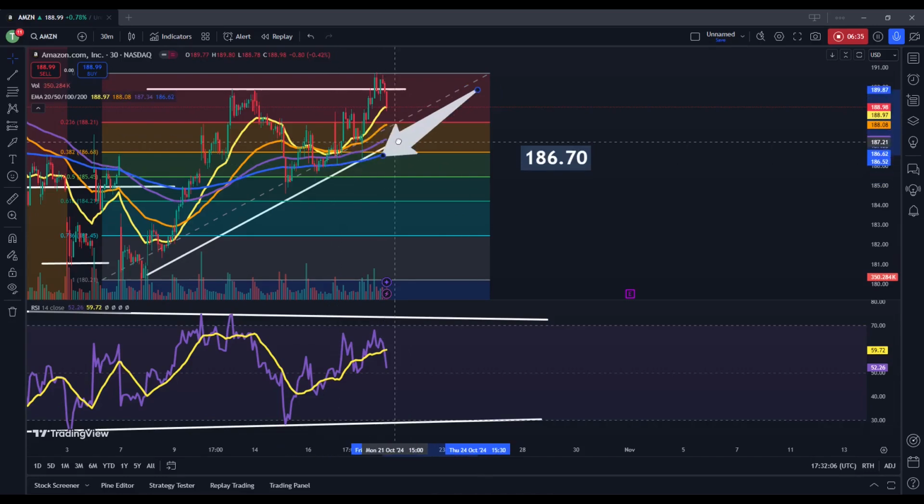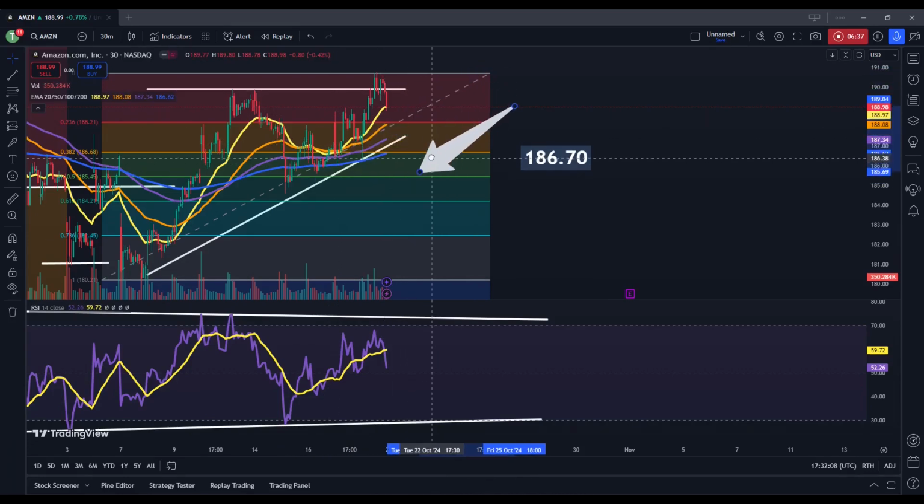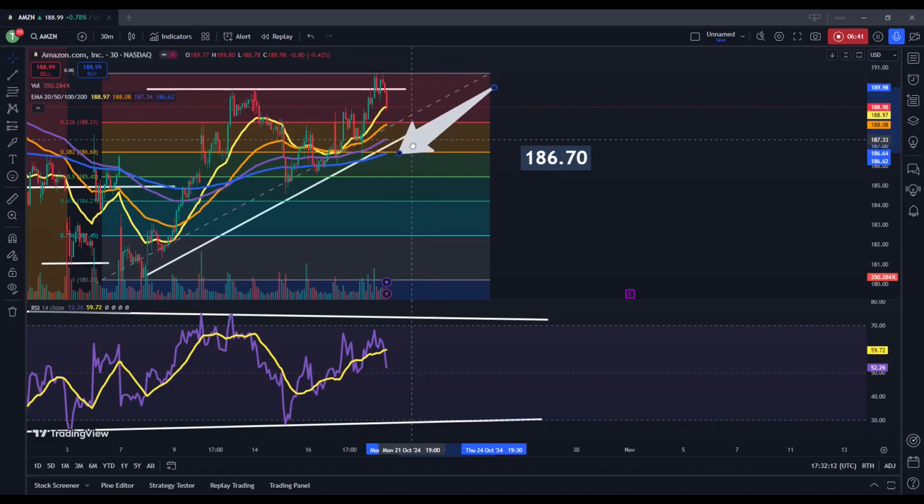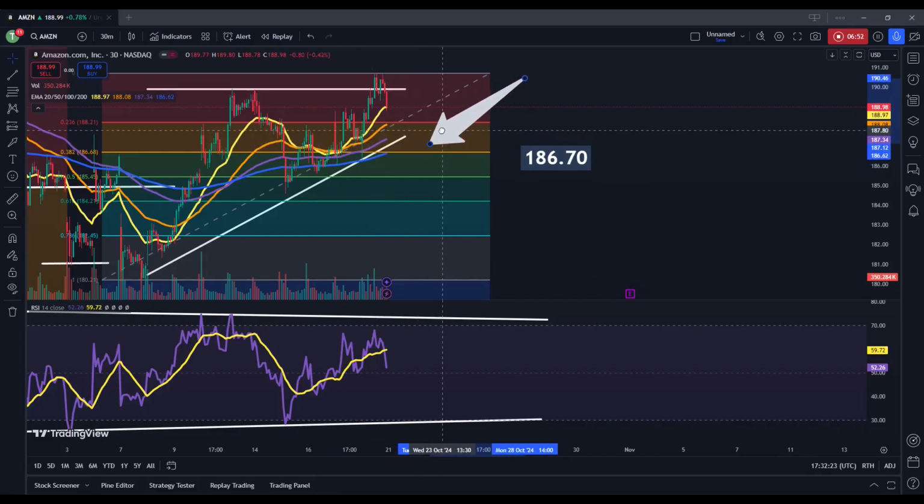trend line as well. So if we were to break below 186.70, I think that you would lose a few different areas of support at that point. You'd be trading below all of the major exponential moving averages. You'd be trading below the 38.2% Fibonacci retracement. And there's also some historical support in that area as well. So that would be the near term, probably the worst possible outcome.